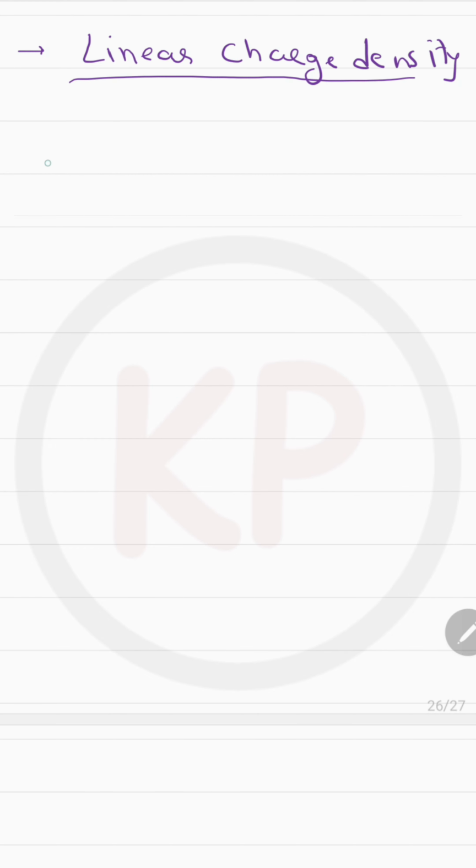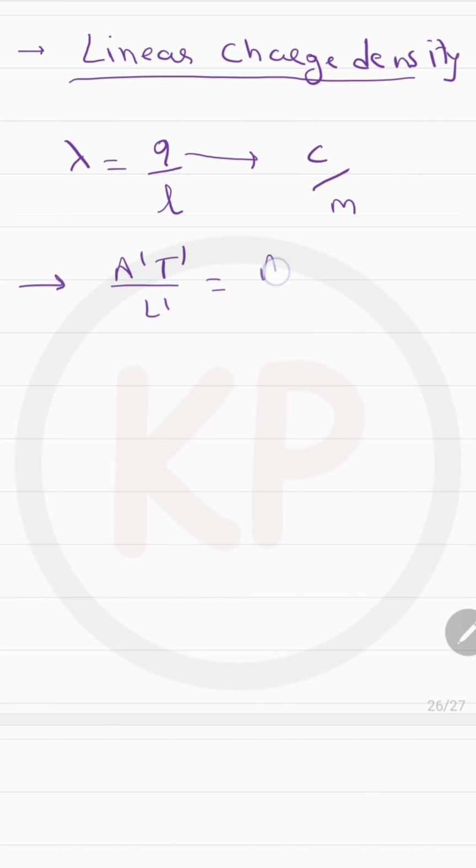So some formulas were left behind in chapter number 1. Those were linear charge density, volume charge density and surface charge density. Let's see linear charge density. Lambda is equal to Q by L. Charge per unit length is called linear charge density. Unit of it will be coulomb per meter. Its dimensional formula will be coulomb means A1 T1, meter means L1. This will become A1 T1 L minus 1.